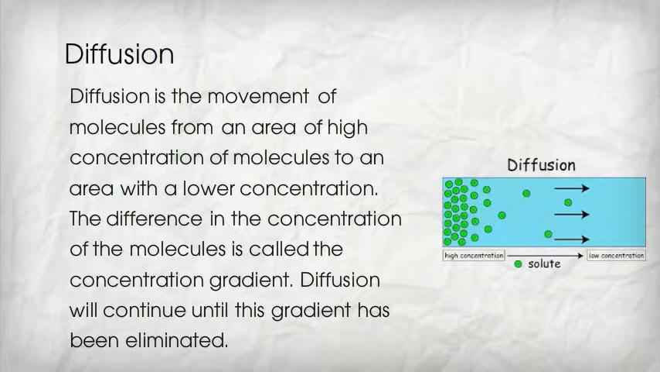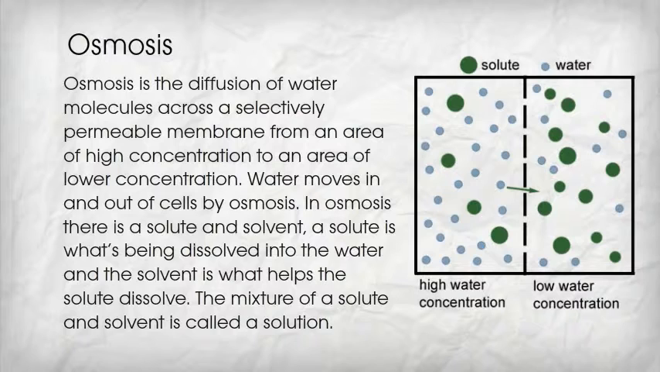Osmosis is the diffusion of water molecules across a selectively permeable membrane from an area of high concentration to an area with a lower concentration. Water moves in and out of cells by osmosis. In osmosis, there is a solute and solvent. A solute is what's being dissolved into the water, and the solvent is what helps the water dissolve.